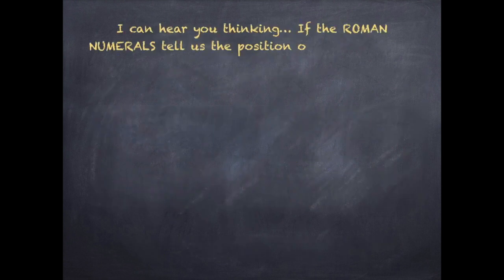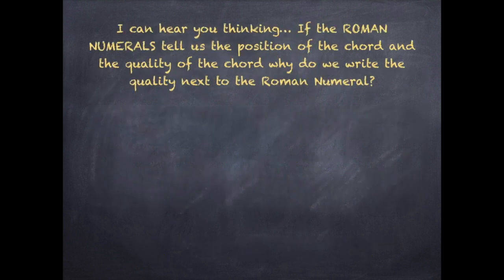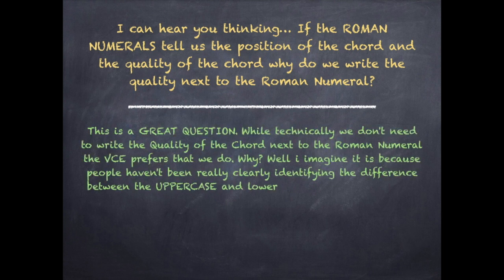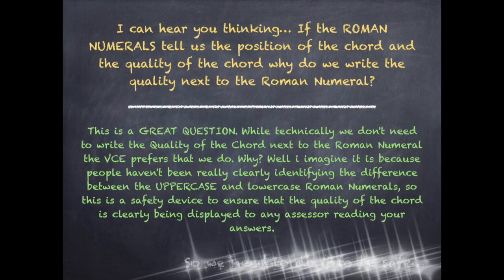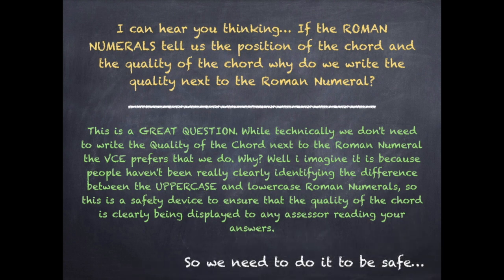I can hear you thinking, if the Roman numerals tell us the position of the chord and the quality of the chord, why do we need to write the quality of the chord next to the Roman numeral? Well, this is a great question. While technically we don't need to write the quality of the chord next to the Roman numeral, the VCE prefers that we do. Why? Well, I imagine it is because people haven't been really clearly identifying the difference between the uppercase and lowercase Roman numerals. So this is a safety device to ensure that the quality of the chord is clearly being displayed to any assessor reading the answers. So we need to do it to be safe.